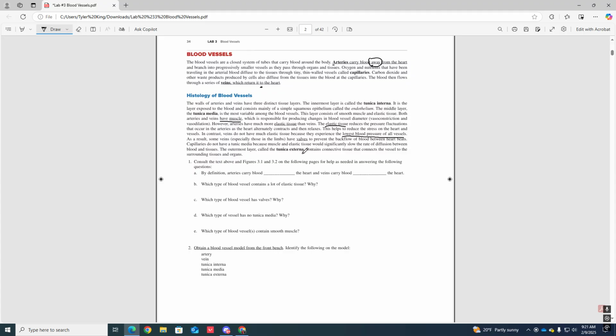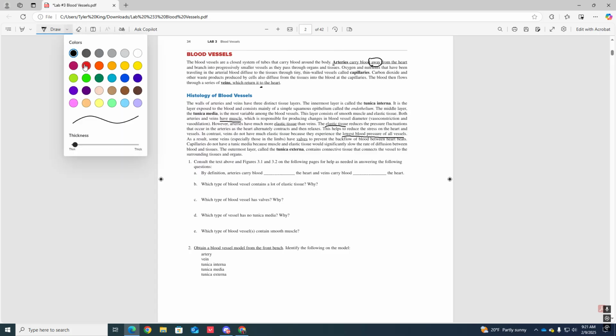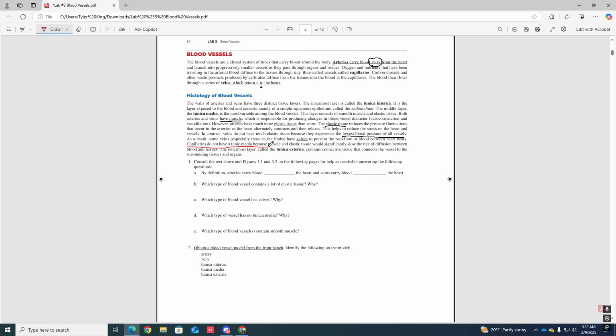So make sure we have these guys down. Make sure we remember a few key points here. I'd say a very big key point would be talking about the capillaries. They don't have a tunica media because that would slow the rate of diffusion, okay? So make sure we know that.